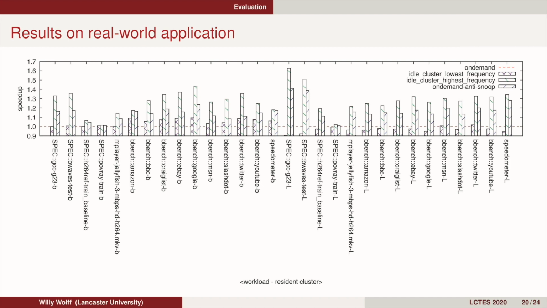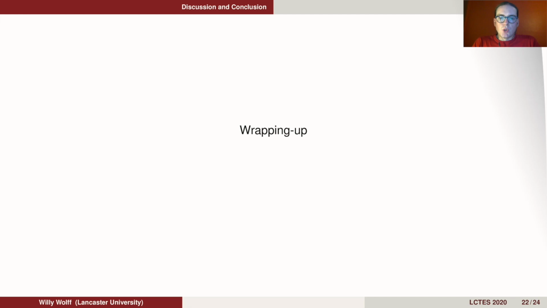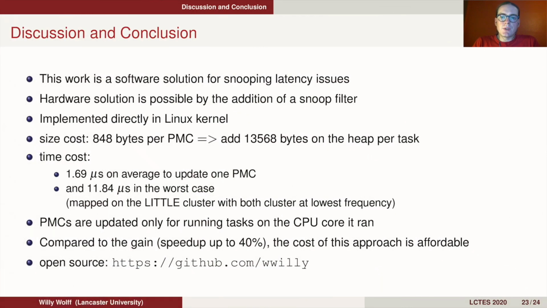To conclude this talk, I presented you a software solution to the snooping latency problem that is present in some AMP or SMP architectures. There exists a hardware solution to the snooping latency problem by using a snoop filter. However, there is still quite a lot of hardware that relies on interconnects that don't have one. We have implemented our approach directly in the Linux kernel, and kernel patches are released as open source.